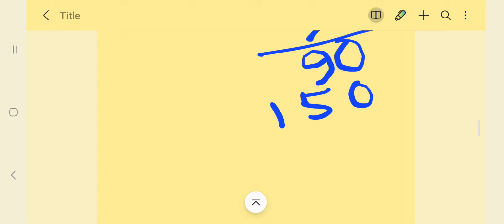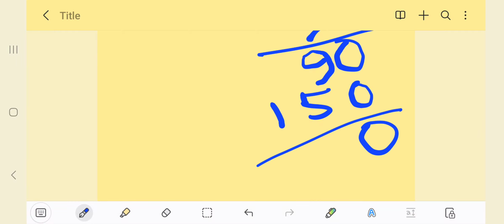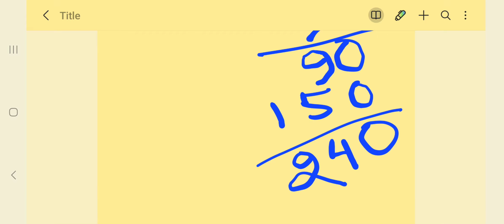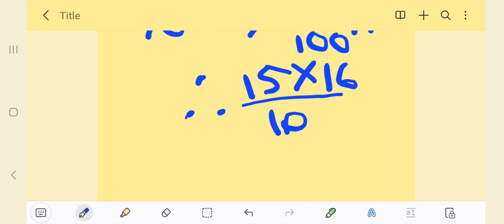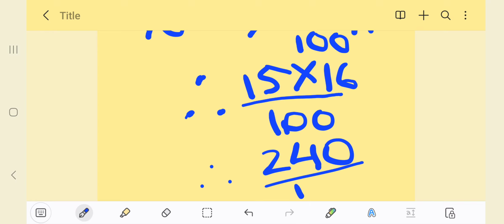So after doing the addition, what will be the result? 0 comes 0, 9 plus 5 equals 14, 1 in hand, and 1 we have here, so we have here 240. So we got here, by multiplying, 240 divided by 100.